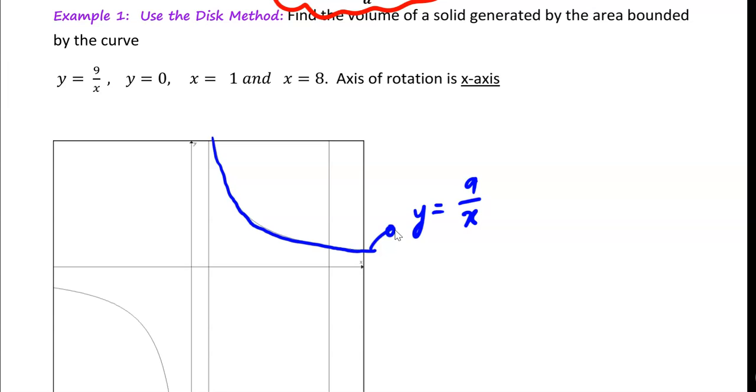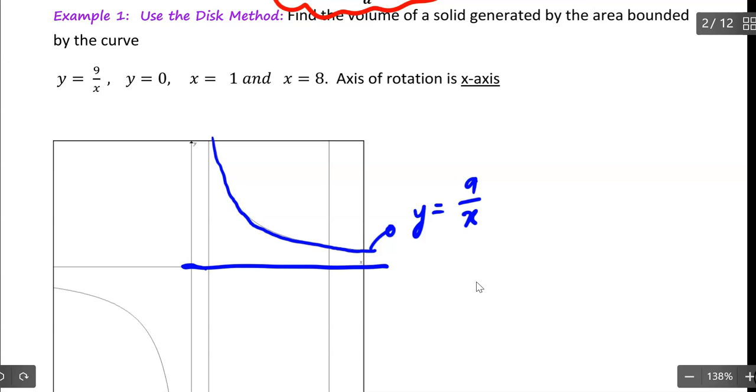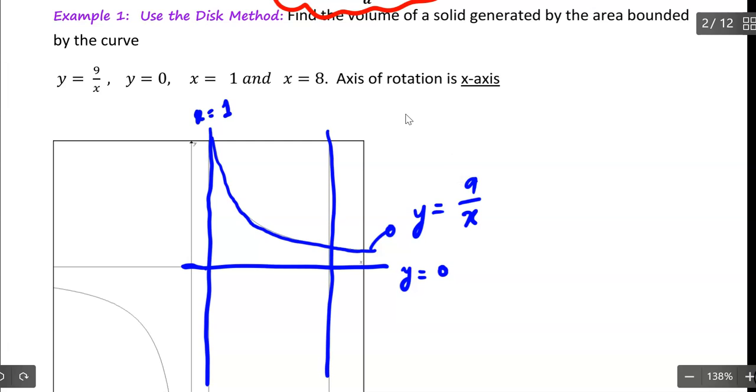Y equal to 0 is definitely this x-axis, right? Y equal to 0 is the x-axis. So I'm going to write this for everyone. And then x equal to 1. Is it this one right here? Yes, it is. So here is x equal to 1, y equal to 0, and y equal to 9 over x, and then x equal to 8 must be this one. Okay, so let me do this again.